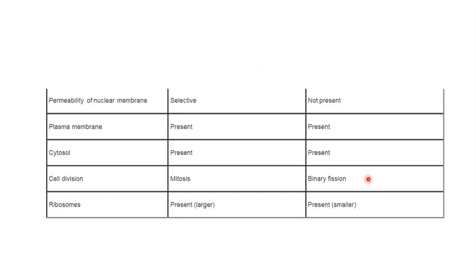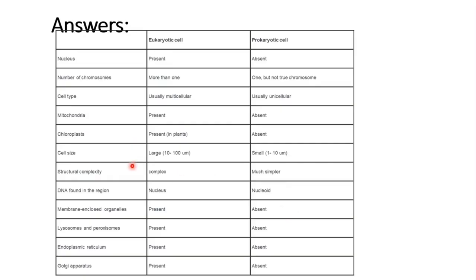Ribosomes are present, but in the eukaryotic cell they are much larger, and in the prokaryotic they are quite small. So this explanation, where there is structural complexity, is evidence. This table is also evidence if you just do the count. If you check the presence and absence, you can see that on the eukaryotic side there is presence: one, two, three, four, five, and here it is absent. Which is evidence of the complexity of the structure, that this one is much simpler and this one is very complex.